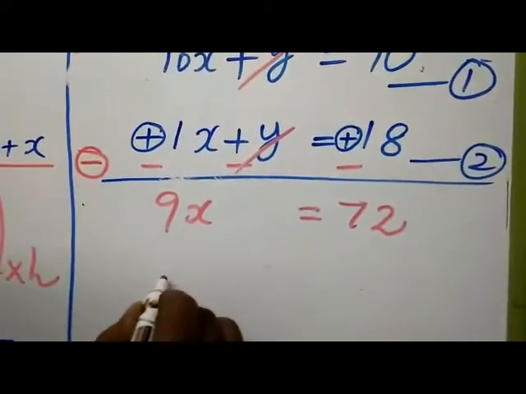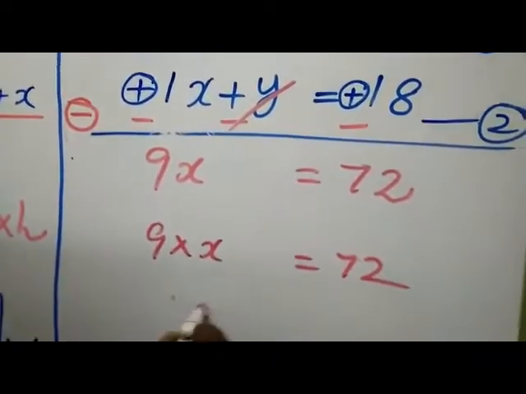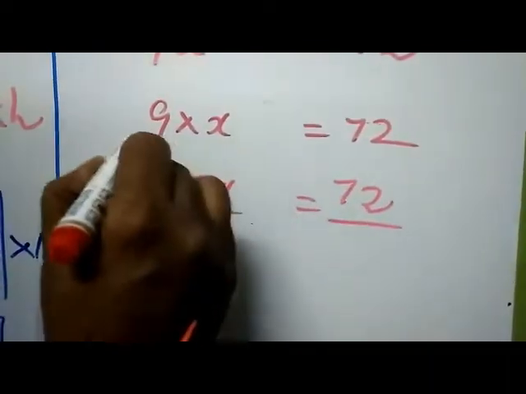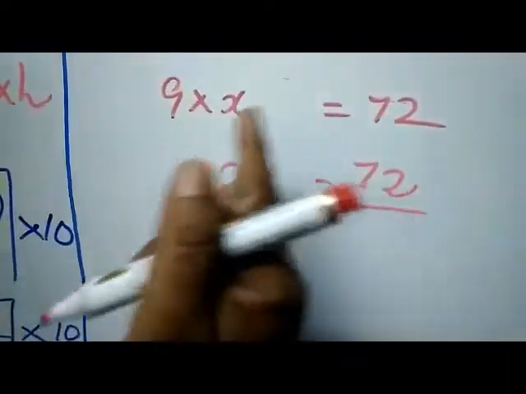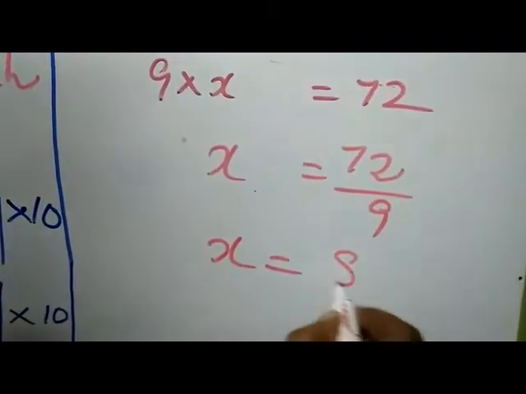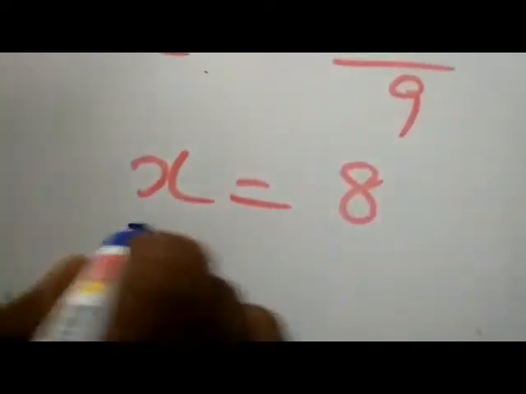That is nothing but 9 into x is equal to 72. X is equal to 72 by 9, transposing 9 from LHS to RHS. X is equal to 8. I got x is equal to 8.